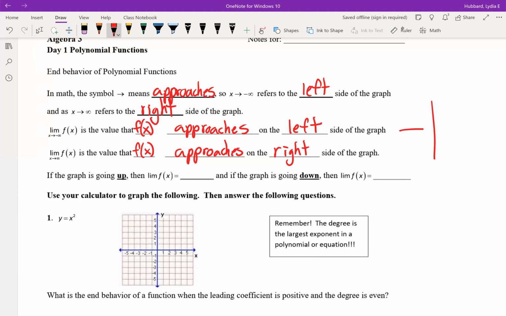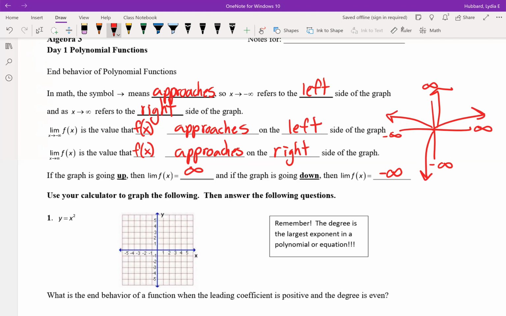And again, to the right is as x is going to infinity, to the left is as x is going to negative infinity, right? Because we're going negative directions on the left side, positive directions on the right. So if the graph is going up, we're headed towards a positive infinity, right? Because on a graph, these are the positive directions. Now, if our graph was going down, we're headed towards negative infinity in the y direction.